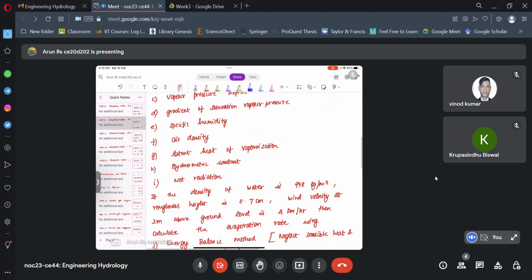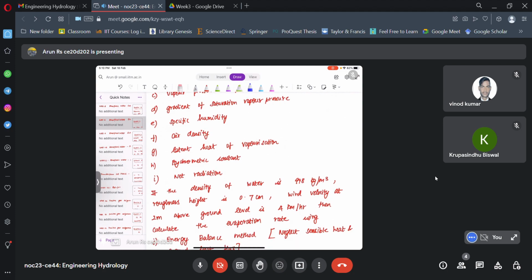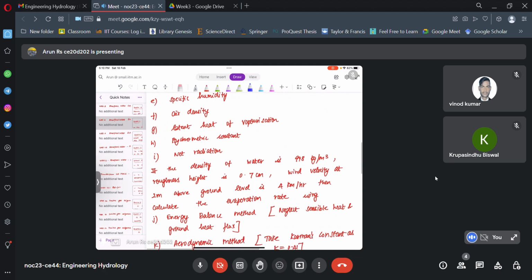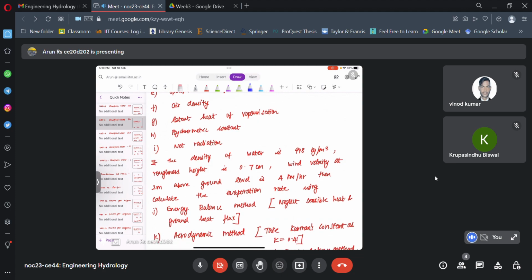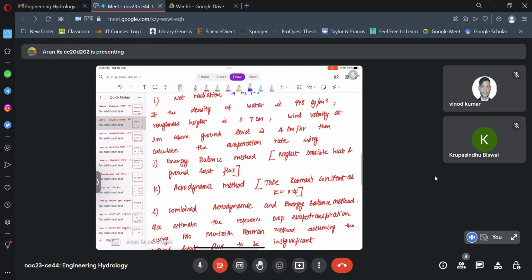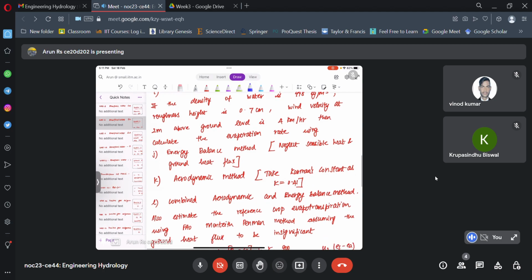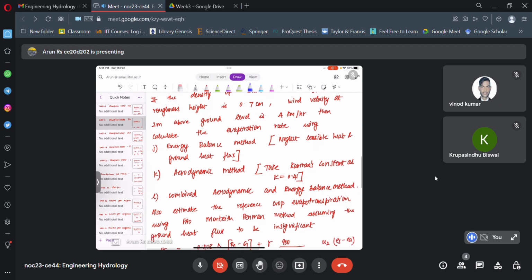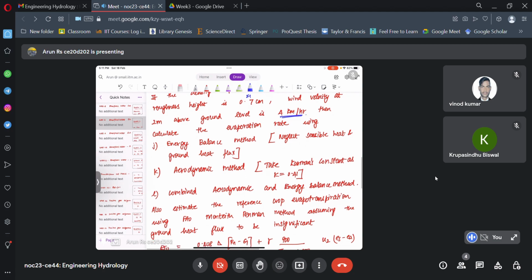the saturation vapor pressure, specific humidity, air density, latent heat of vaporization, psychrometric constant, net radiation. So we will be using that constant AS and BS in this particular calculation. In addition, it's given density of the water is 998 kg per meter cube. Roughness height is 0.7 centimeters. This is your Z1 for aerodynamic method calculation, and wind velocity is given in kilometers per hour. We need to convert to meter per second.